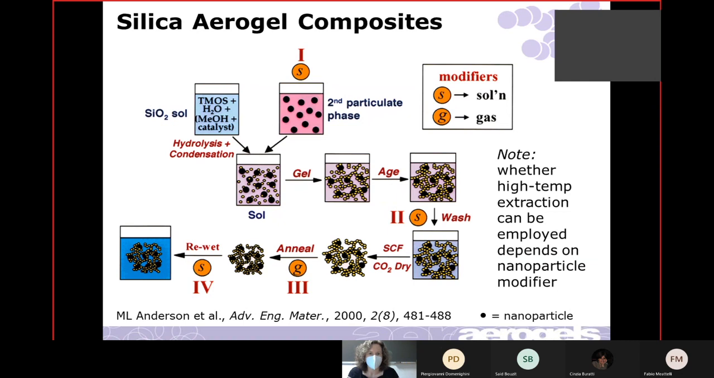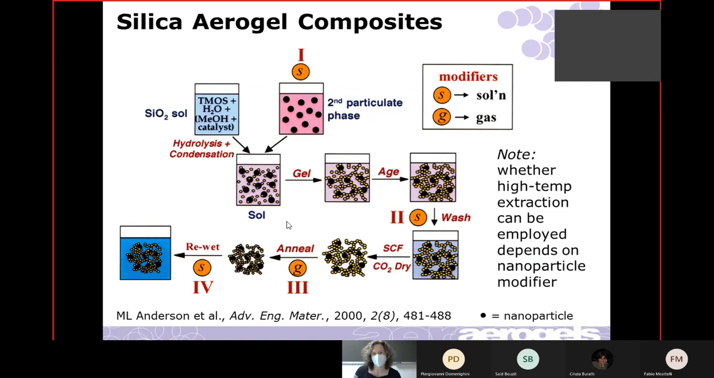They then mixed that in with a sol that they had that contained what they're calling the modifier, the type of nanoparticle. They poured them together before this fully condensed, and then the individual particles become entrapped. They allowed it to age. They're calling it washing. I would call it solvent exchanging. And then they did supercritical CO2. Subsequently, they annealed it, so they were heating it. We'll come back to that later in today's lecture.